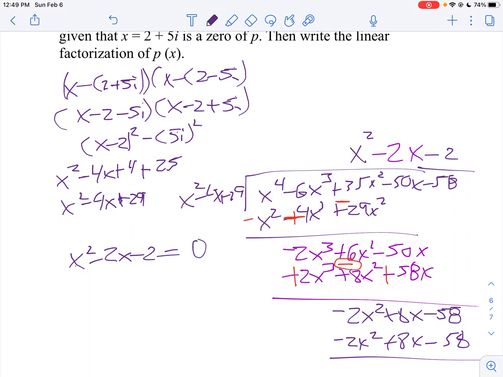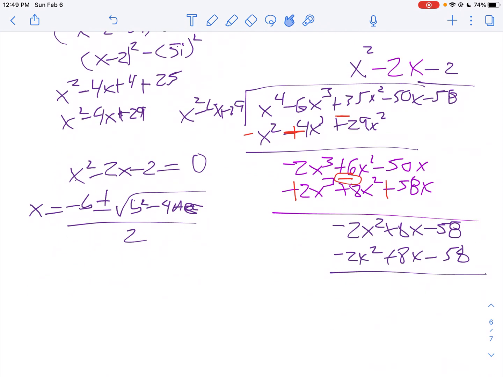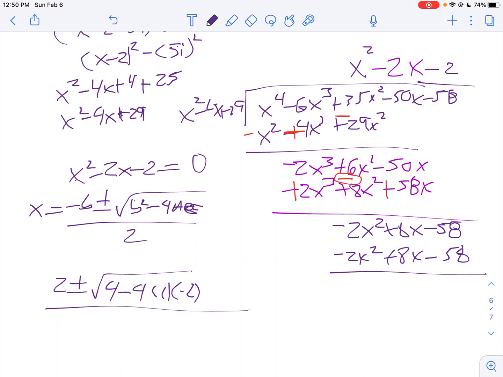So I'm going to use my quadratic formula. So x equals negative b plus or minus the square root of b squared minus 4ac all over 2a. So that will give me the opposite of negative 2, which is 2, plus or minus negative 2 squared is 4, minus 4 times a, which is 1, times c, which is negative 2, all divided by 2a. I forgot my a there, over 2 times 1, which is 2.